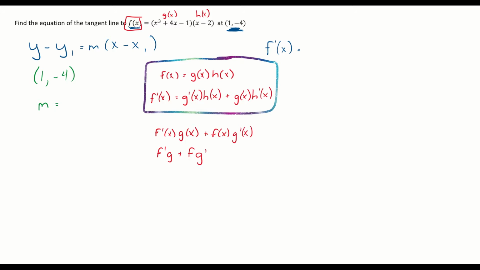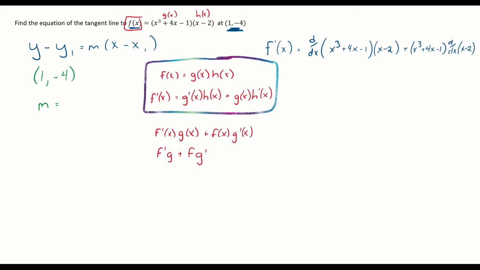Okay, so let's look at that in action. F prime of x then is equal to, I'm taking it real slow here, d/dx of (x cubed plus 4x minus 1) times the second function, which is x minus 2, plus the first function, just as it is, times the derivative of the second.